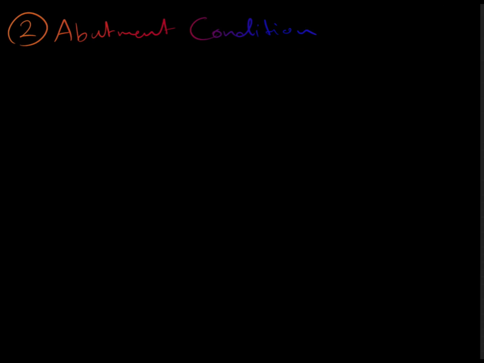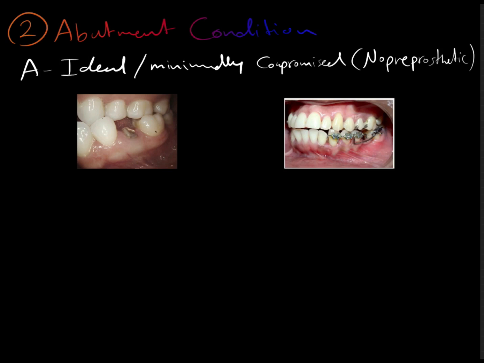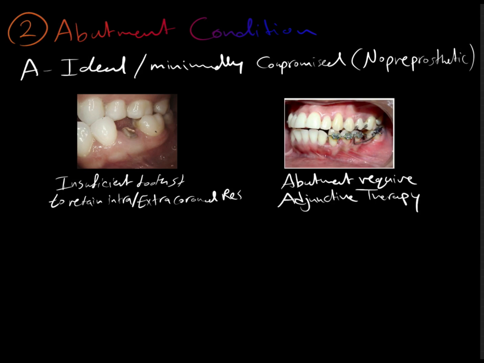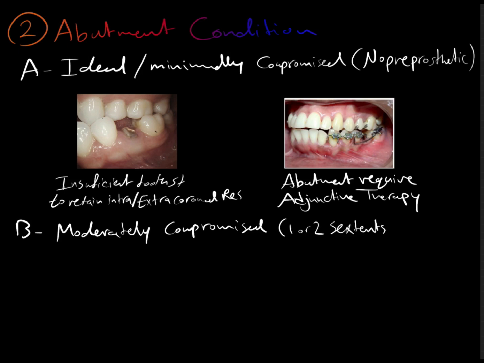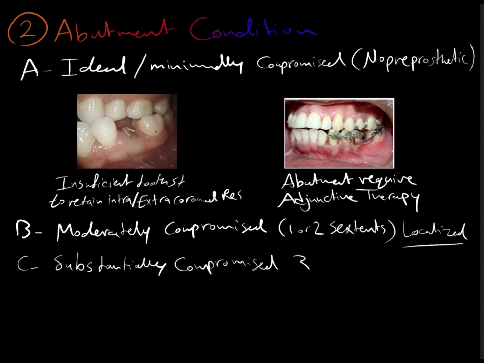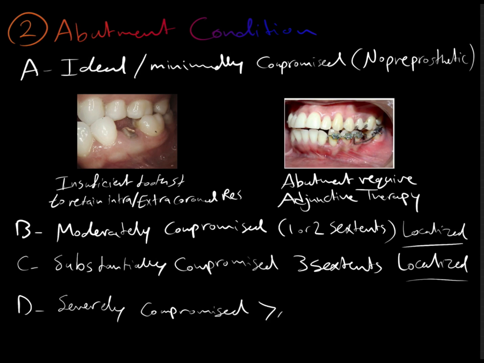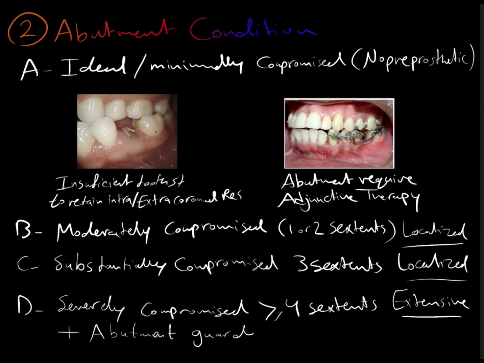Criterion number 2, abutment condition. Type A, ideal or minimally compromised abutment condition: no pre-prosthetic therapy is needed. Type B, moderately compromised: in 1 or 2 sextants there is insufficient tooth structure to retain or support intracoronal or extracoronal restorations, or localized adjunctive therapy like perio, endo, or ortho procedures is required. Type C, substantially compromised: in 3 sextants there is insufficient tooth structure or adjunctive therapy is required. Type D, severely compromised: in 4 or more sextants, plus the abutments have a guarded prognosis.